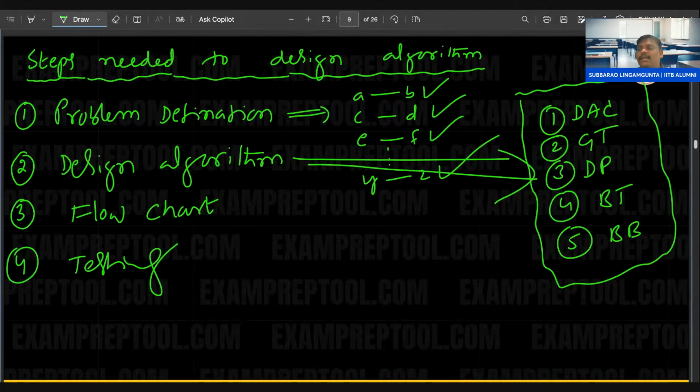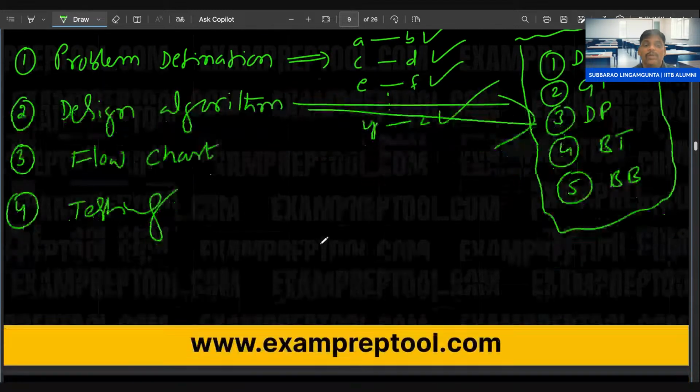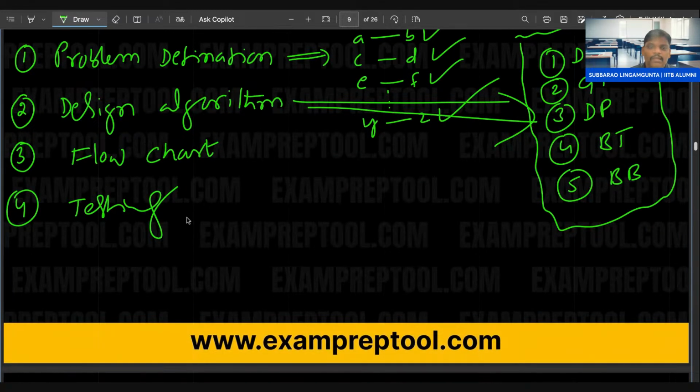When the second step is over, you have the algorithm. The third step is drawing the flowchart for that algorithm. You are drawing almost like a machine. To that machine, give different inputs and verify whether the output is coming or not. Apply test cases. Okay, everything is fine, test cases also working fine. If not working, go back to designing the algorithm.